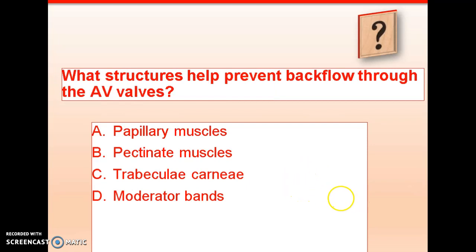What structures help prevent backflow through the AV valves? The papillary muscles. The papillary muscles are connected to the chordae tendineae, and they prevent those cusps from stretching backwards into the atria.